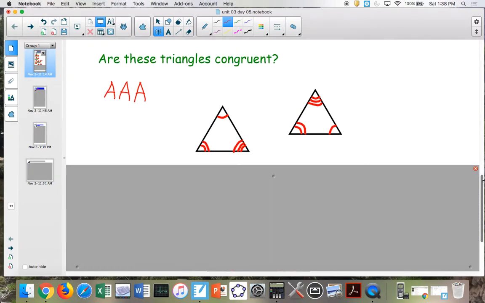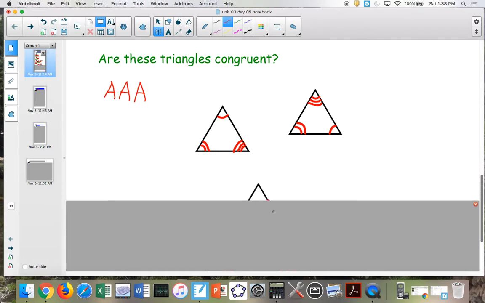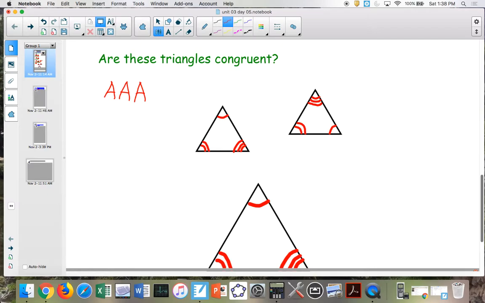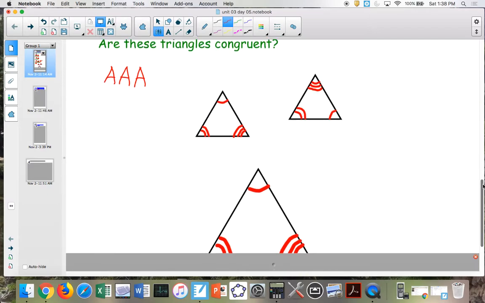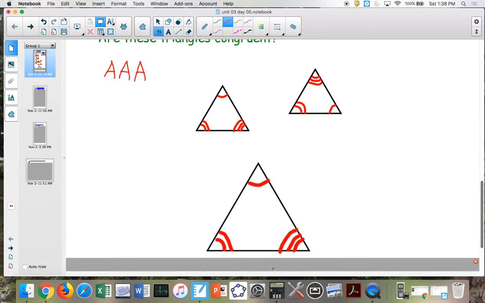Well, what if we printed them all out and cut them out and measured them? Would they all match up, do you think? Well, what if somebody went over to the copier and enlarged their picture to 150%? They'd still have the same angles. They'd still have a 50 degree and a 60 degree and a 70 degree angle, but their triangle's much bigger than somebody else's. So it turns out just having 3 angles is not enough.